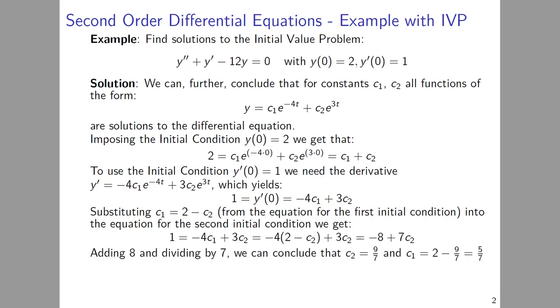And then by adding 8 and dividing by 7, we can conclude that c2 is 9/7. And since c1 is 2 - c2, we get that c1 is 2 - 9/7, which is 14/7 - 9/7, giving 5/7. So we can conclude that the solution to the initial value problem is y = 5/7 e^(-4t) + 9/7 e^(3t).